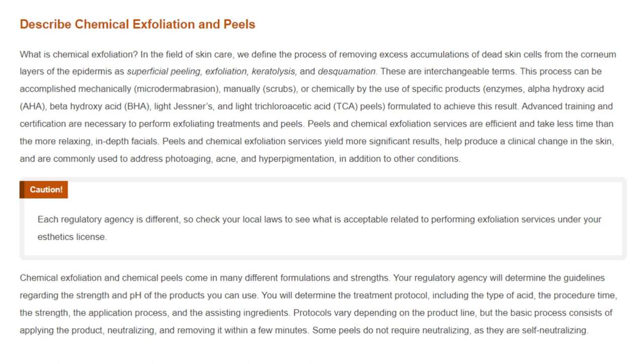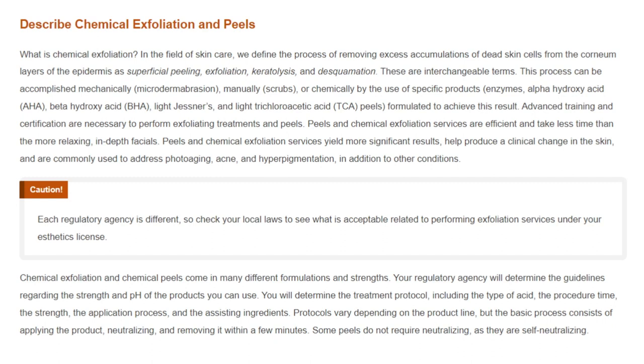This process can be accomplished mechanically, microdermabrasion, manually, scrubs, or chemically by the use of specific products, enzymes, alpha-hydroxy acid, AHA, beta-hydroxy acid, BHA, light Gesner's, and light trichloroacetic acid, TCA, peels, formulated to achieve this result. Advanced training and certification are necessary to perform exfoliating treatments and peels.